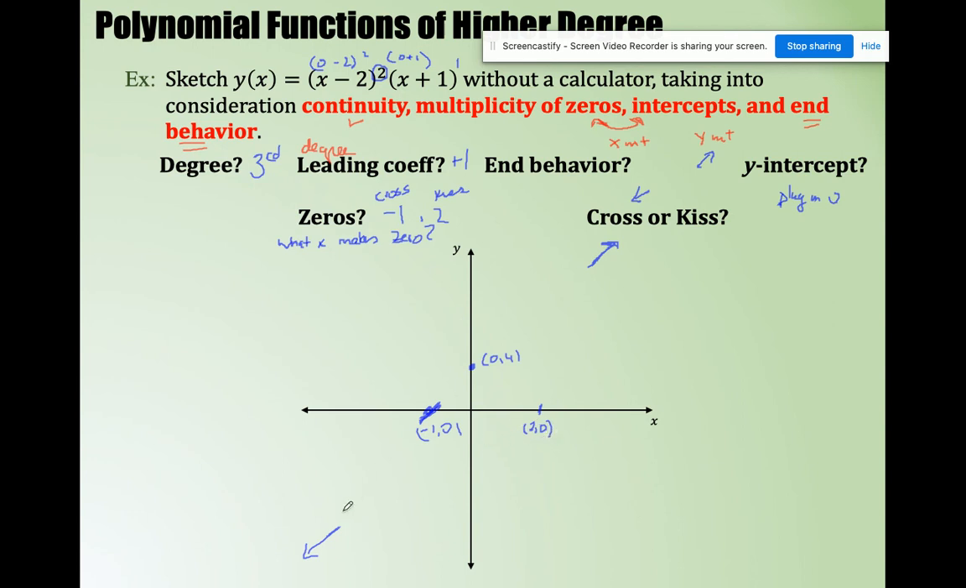So put that all together. I've got to hit -1 and cross the x-axis. I got to come up and hit the y-intercept, but I got to get back down to the x-intercept of 2, stop and kiss, and then go back up to meet the end behavior. Right? It's not pretty, but it's a good, decent sketch with a lot of critical features. The only thing I don't know is the height of the max and mins.